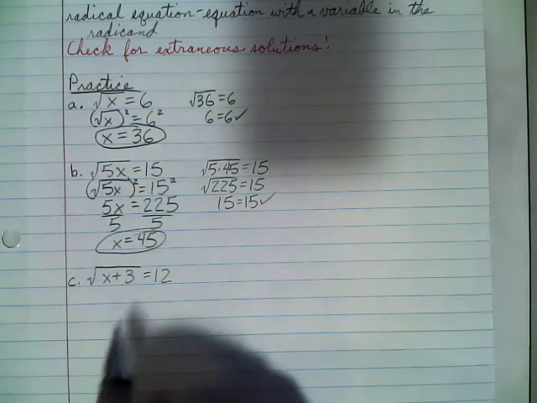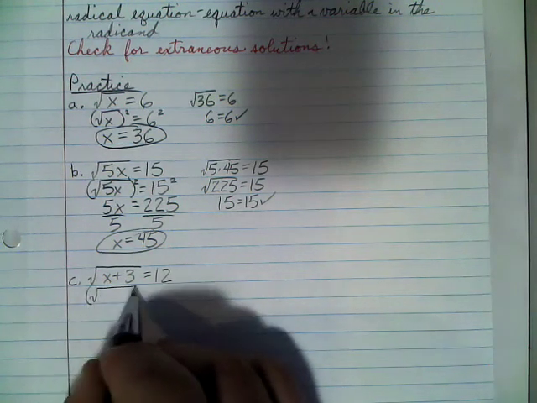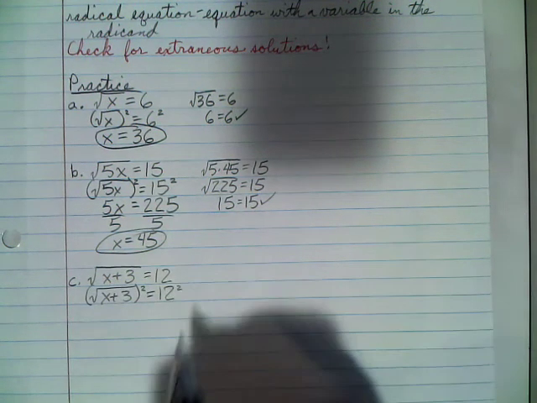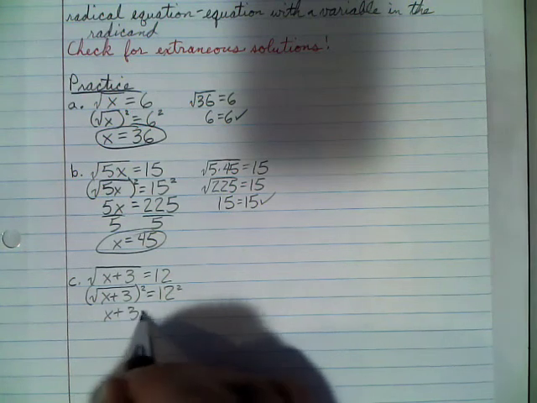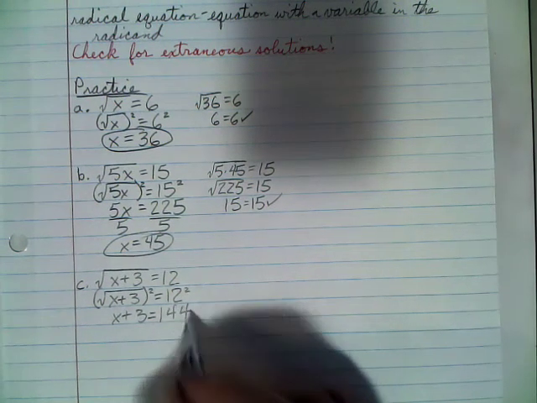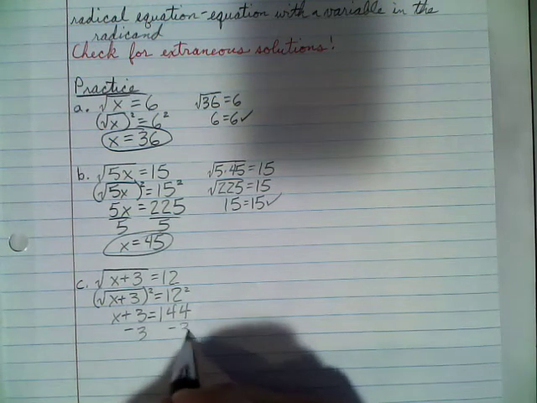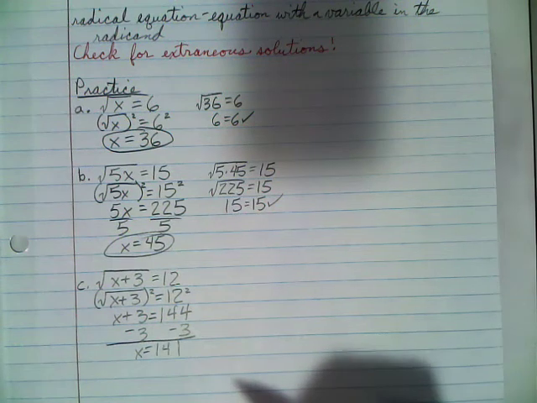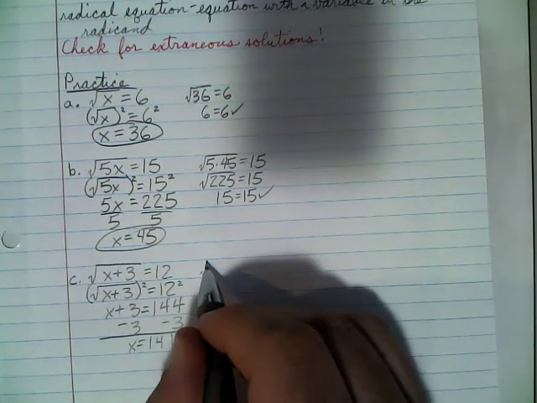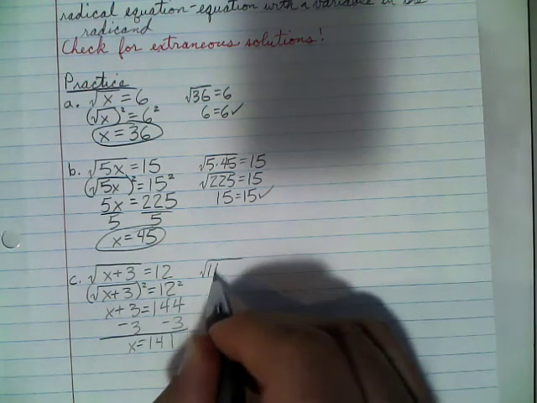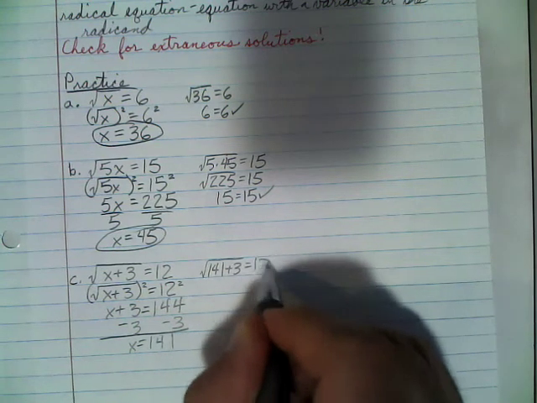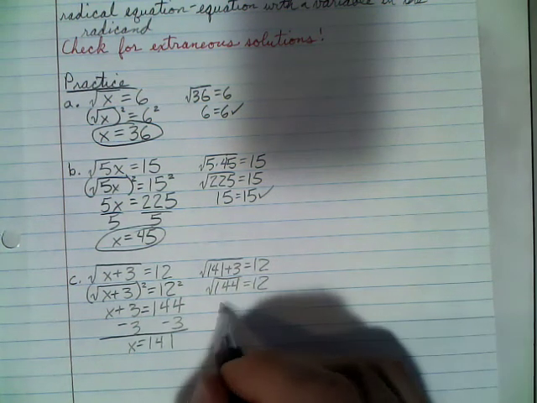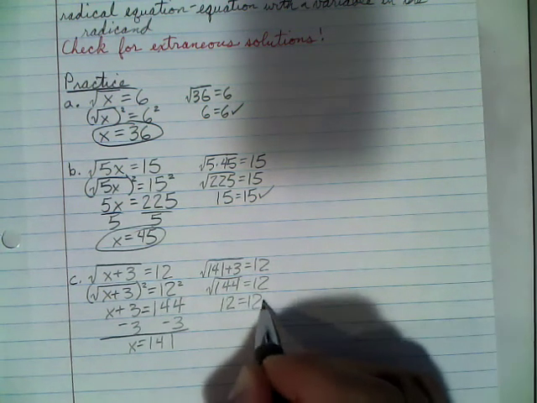So once again, I got to take care of my radical first. So radical x plus 3 squared equals 12 squared. X plus 3 therefore equals 12 squared, which is 144. And now we just subtract 3 on both sides. X must equal 141. Check for extraneous solutions. 141 plus 3 should equal 12. That'll be radical 144 should equal 12. Square root of 144 is 12. It checks out.